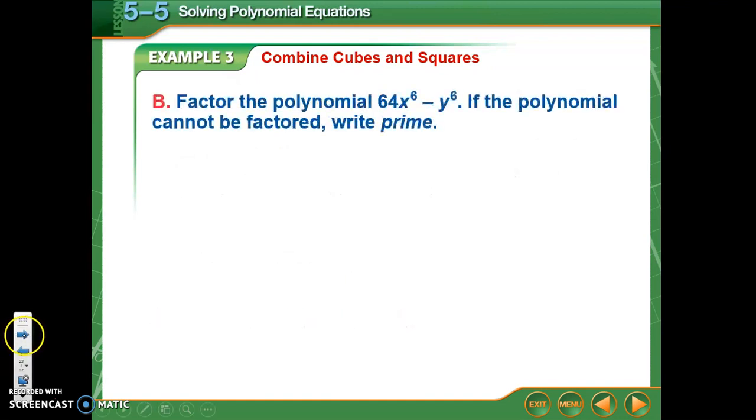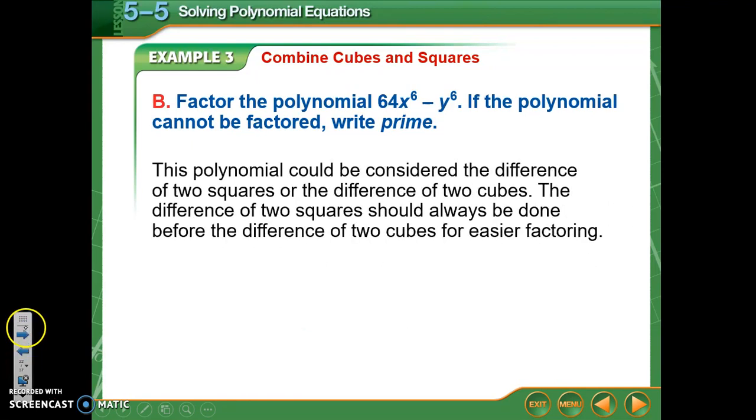All right, let's try this one. 64x to the 6th minus y to the 6th. In this case, this is an interesting one because both of these terms are perfect squares. The square root of 64x to the 6th is 8x cubed, and the square root of y to the 6th is y cubed. But they're also both perfect cubes. The cube root of 64x to the 6th is 4x squared, and the cube root of y to the 6th is y squared. So I can consider this to be the difference of squares or the difference of cubes.